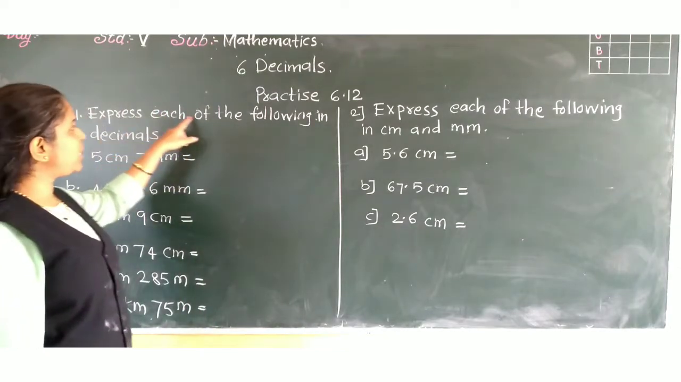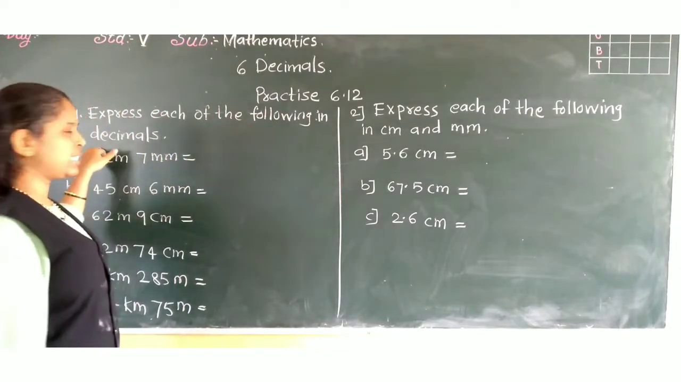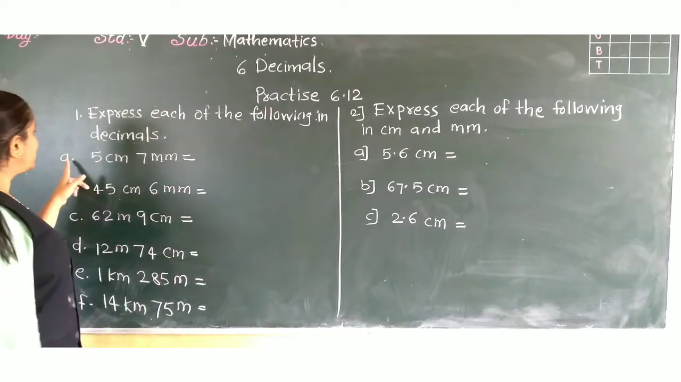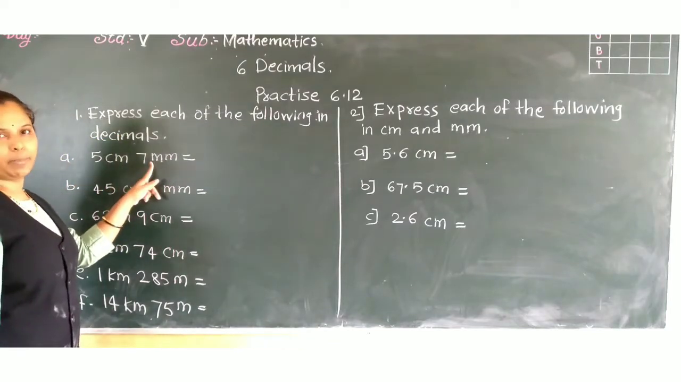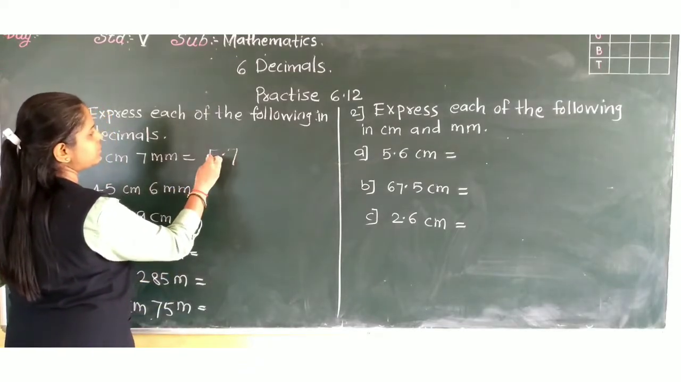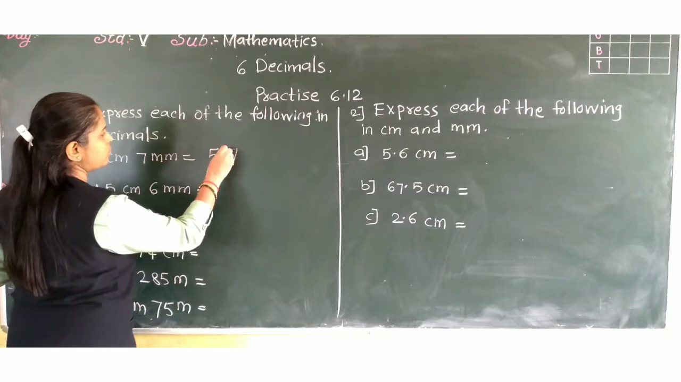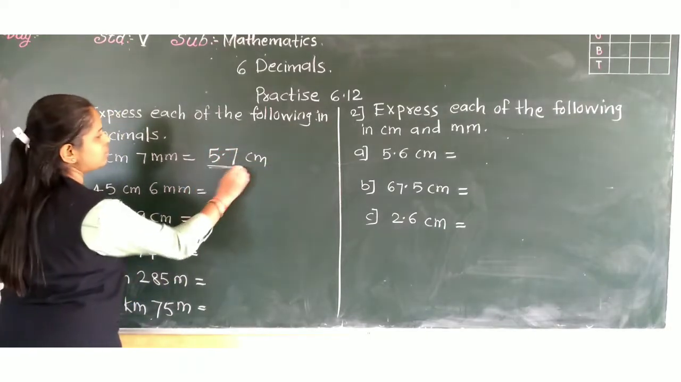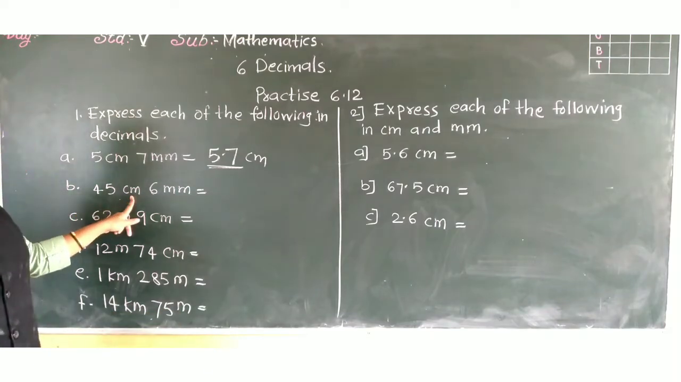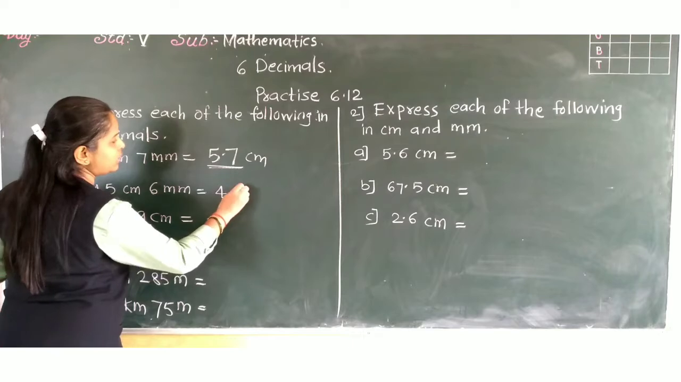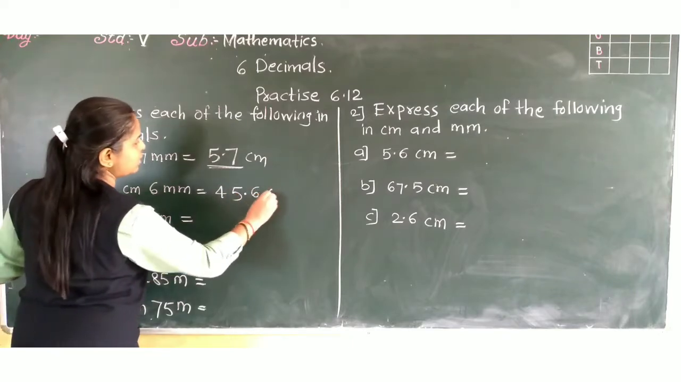Now we will solve practice 6.12. Question number 1. Express each of the following in decimals. Okay. Just now we learned, so let us see now. See, 5 centimeter, 7 millimeter. How to write? 5.7 centimeter. Okay. This 45 centimeter, 6 millimeter. How to write? 45 decimal point 6 centimeter.